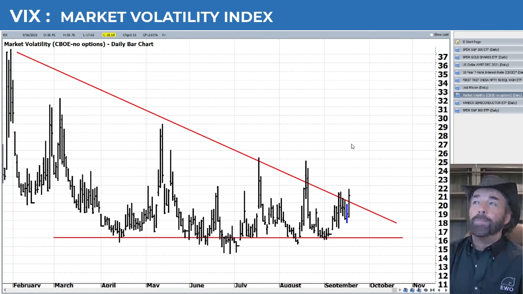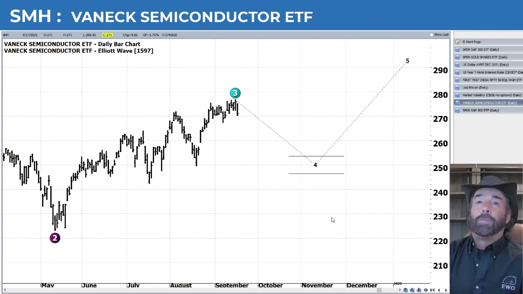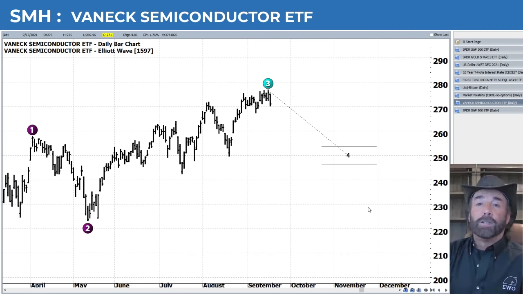Now, one bastion of positivity, if you will, something to hang your hat on if you're hoping the market moves higher, is the semiconductor ETF, the SMH. That's been a pretty good chart as well. Nice wave 3 pattern, a little chink in that armor on Friday as well. But look at these things here.